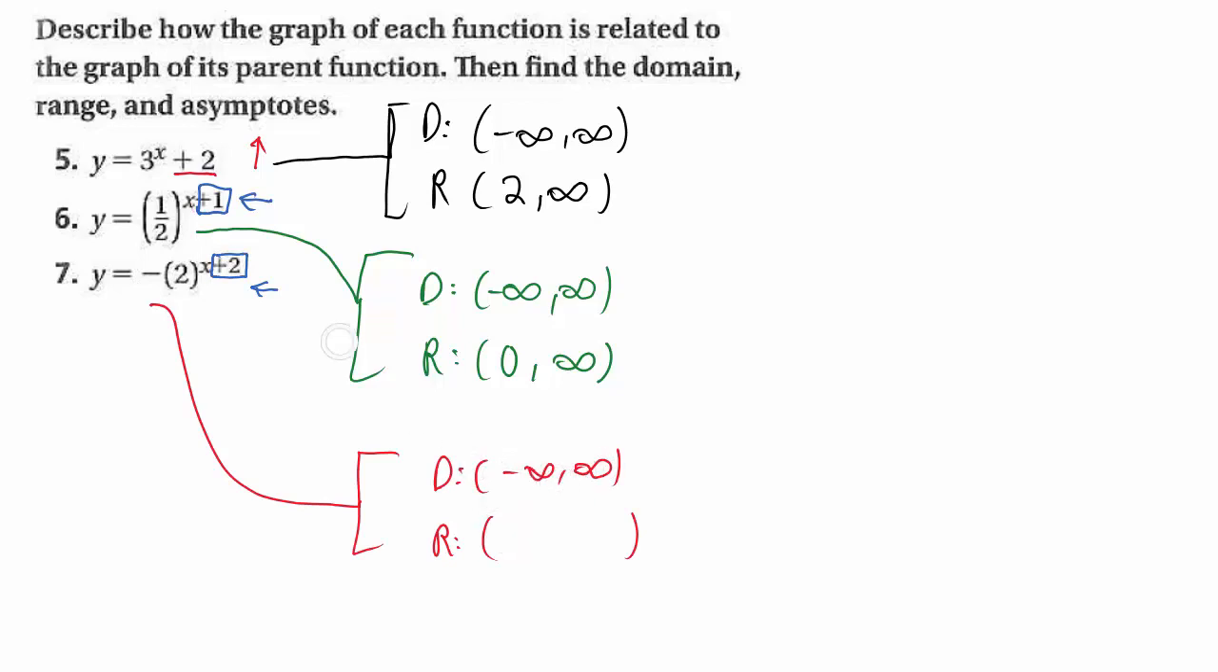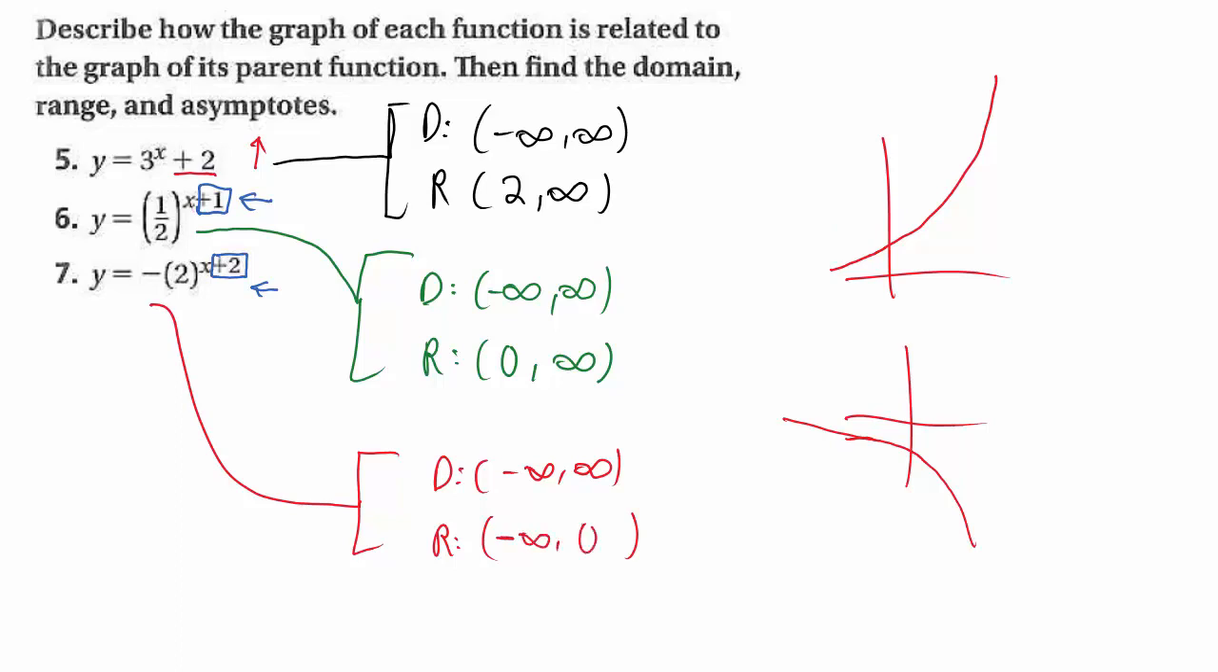But the range, what does the negative do? Negatives flip it upside down. So instead of a normal exponential function going like this, it's going to flip it upside down. So for number 7, the range will be, instead of 0 to positive infinity, 0 to negative infinity. But we like to write the low numbers first. So negative infinity to 0 is a better way of saying that.